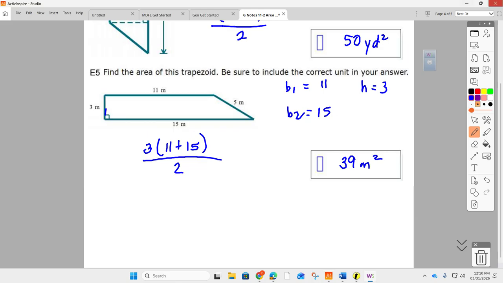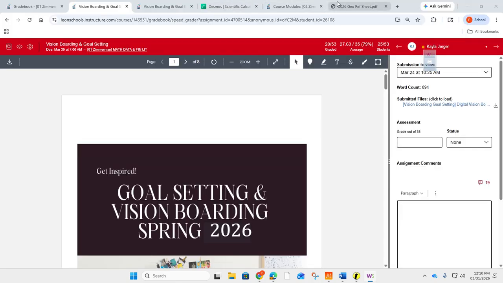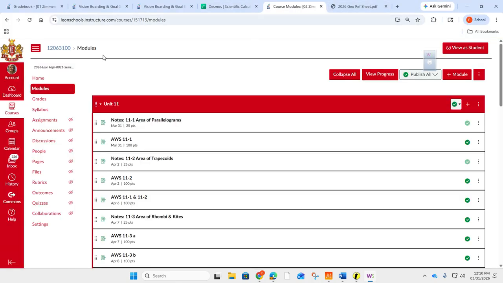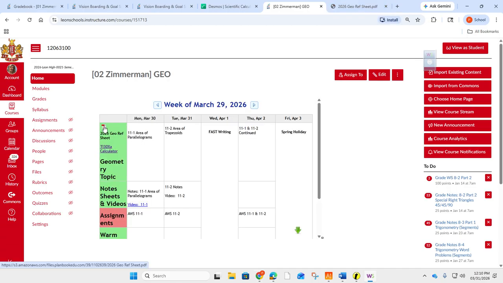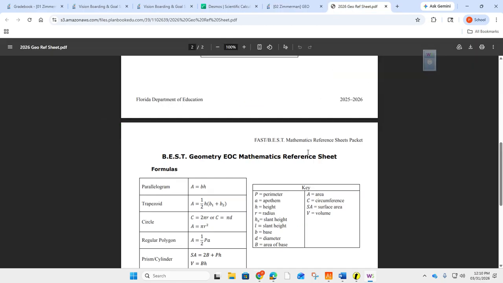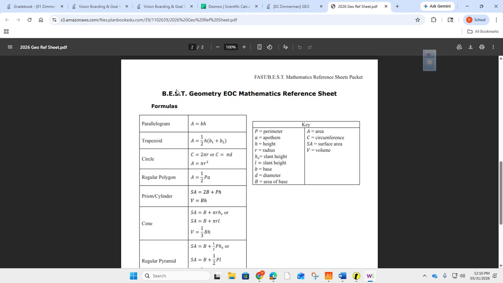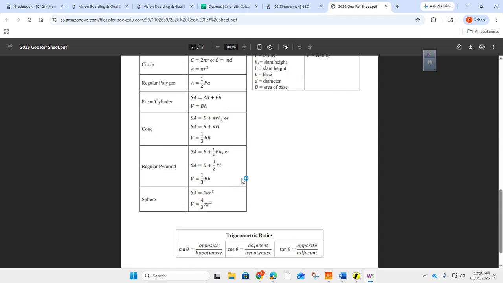Oh, I do want to show you on your reference sheet. So remember where your reference sheet is on the home page. Some of these formulas that we have on here are on your reference sheet. So if you click there, you're going to open up the reference sheet, and you'll see the parallelogram formula is there, and the trapezoid formula is there. What's not there is the area formula for the rhombi and the kites that we're going to learn about on Monday. So you will have to remember those.